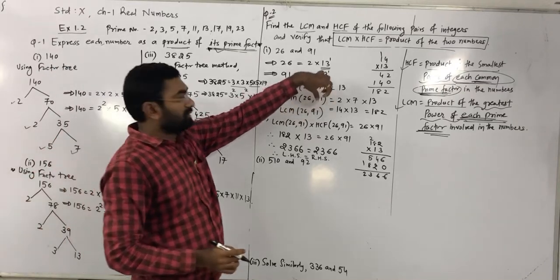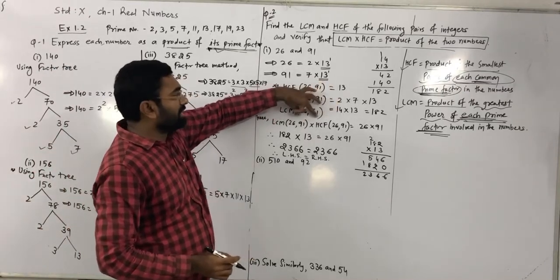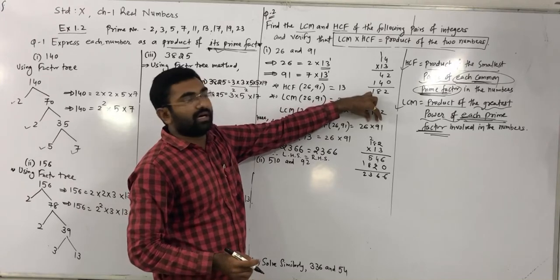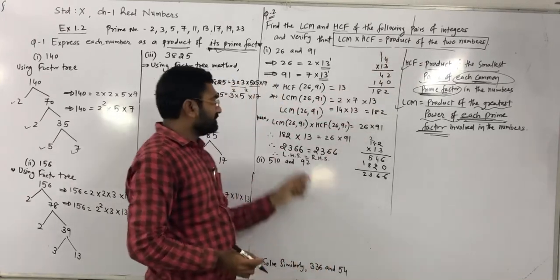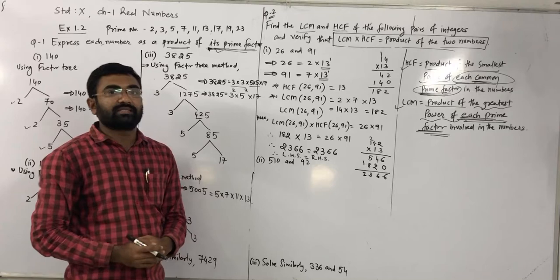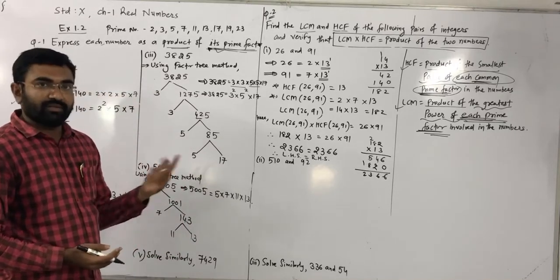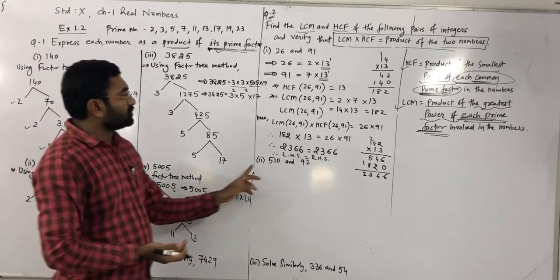If you multiply the LCM and HCF of the same two numbers, then you get the product of the two numbers. Right? So that we can verify because on the left hand side and right hand side we get the same. So that we verify. Okay. In the same way we have to solve the second question.